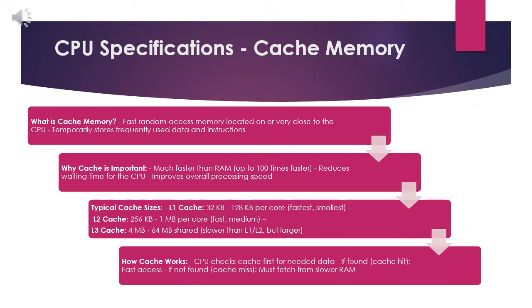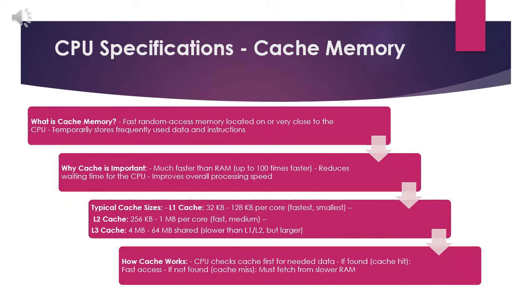Next, let's look at cache memory. Think of this as the CPU's short-term memory. It is a small amount of extremely fast storage located directly on the chip to hold data that the processor uses over and over again. Cache is vital because it is much faster than your main RAM, sometimes up to 100 times faster. By keeping important data right next to the processor, it reduces the time the CPU spends waiting, which significantly boosts your computer speed.